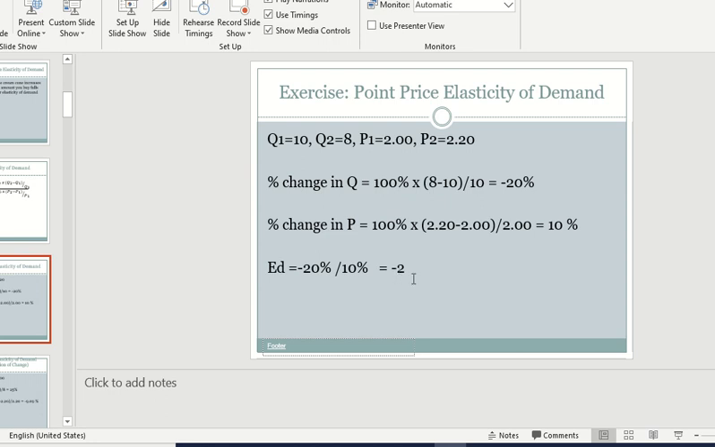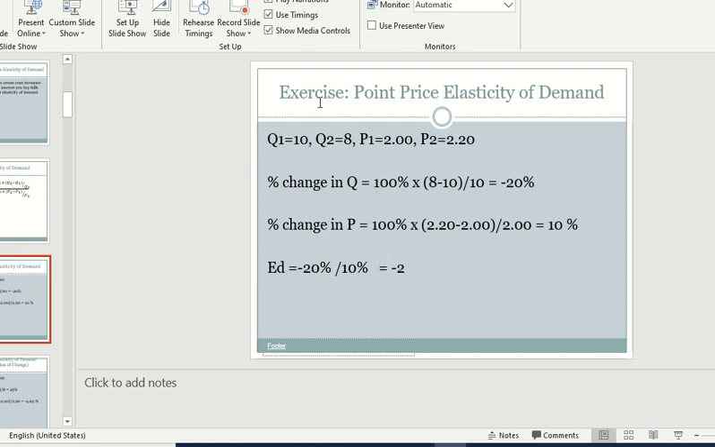So when you look at a price elasticity of demand of negative 2, in general, what that means is every 1% increase in the price leads to a 2% drop in the quantity demanded. By the same token, you can also say every 1% drop in the price leads to a 2% increase in the quantity demanded.